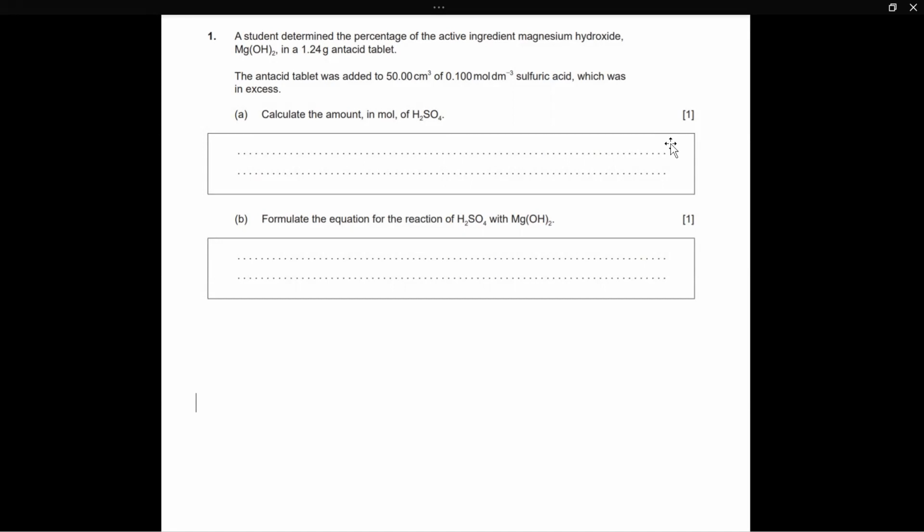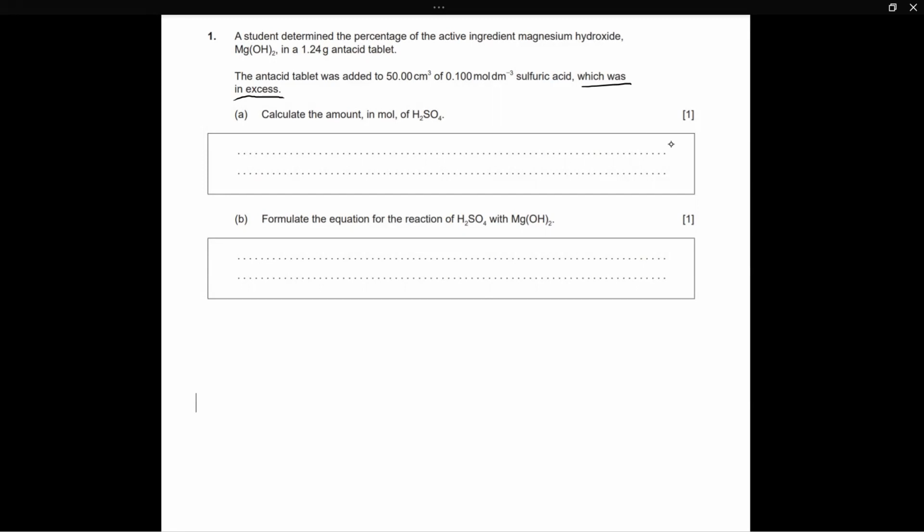A student determined the percentage of the active ingredient, which is magnesium hydroxide, Mg(OH)2, in a 1.24 gram antacid tablet. The antacid tablet was added to 50 cm³ of 0.100 mol dm⁻³ sulfuric acid, which was in excess. Now, this part over here, which was in excess, basically means that you had more sulfuric acid than you had the antacid tablet. So that's all they are telling you over here.